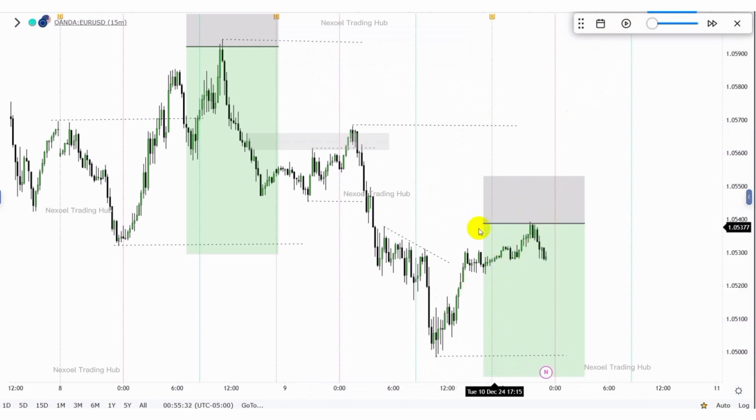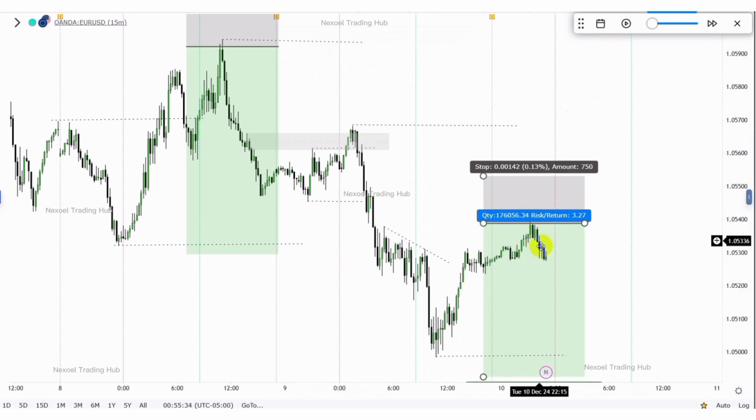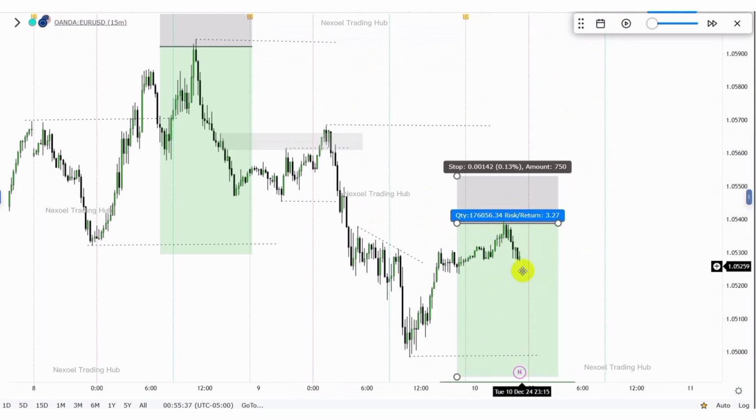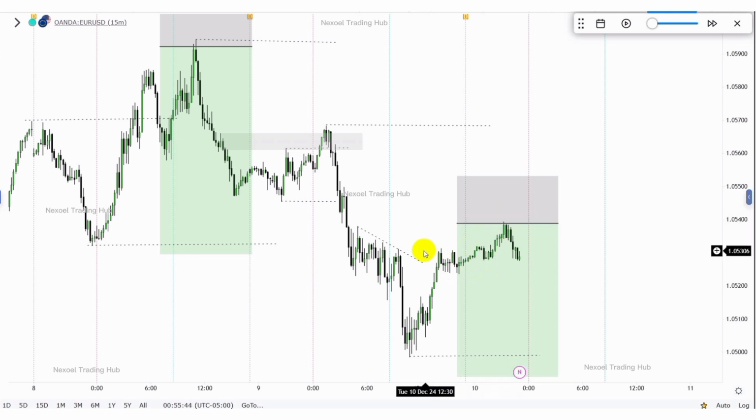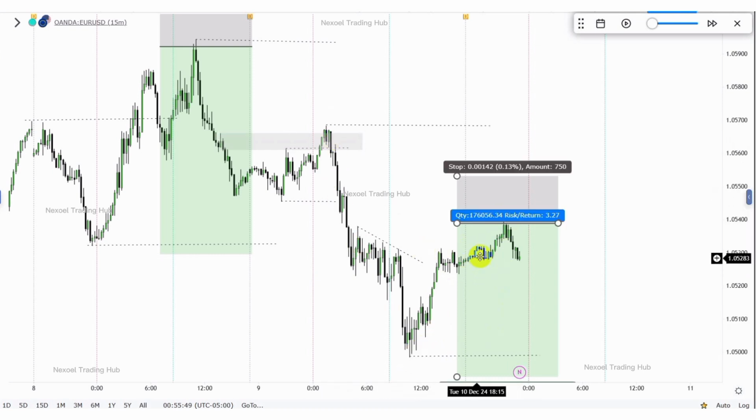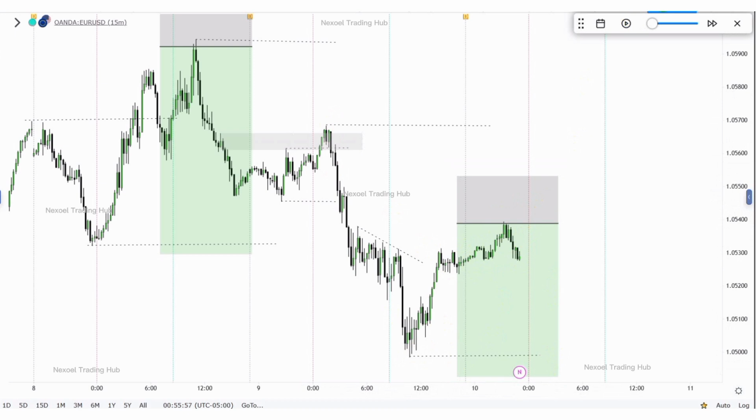Now you can see how price returned and mitigated the fair value gap. Now let's see if price is going to deliver to the downside. What you can see is now the Asian session traded to the upside. This is the completion of this daily delivery. This is a new day. This is the Asian session. It activated the trade. But the London session should also possibly return to the upside before the bearish continuation.